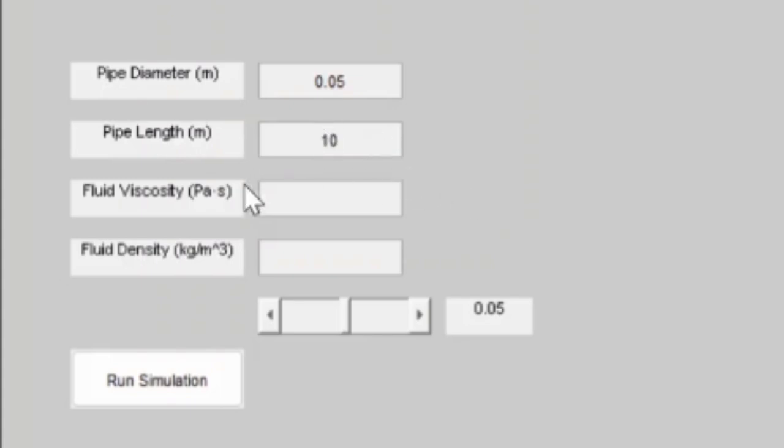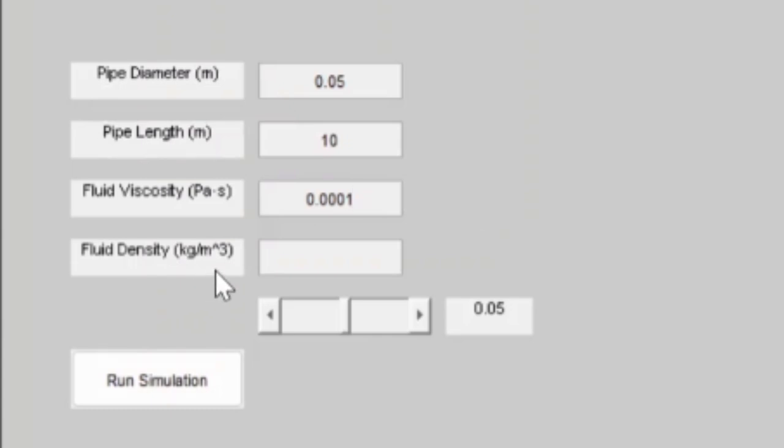And then we have fluid viscosity. This measures the fluid's resistance to flow. A higher viscosity means the fluid flows more slowly and encounters more resistance. For this, I will put it 0.001 Pascal second.